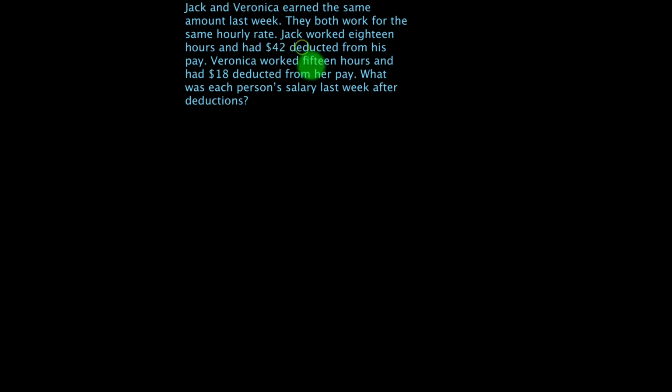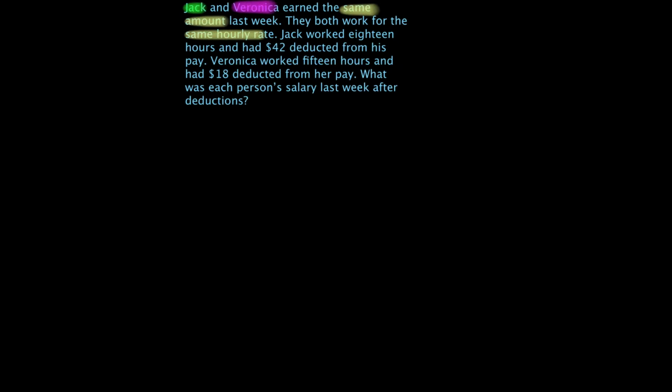So a lot of key information I want to highlight here. I'm going to use green to highlight Jack's information. So Jack's a piece of key information, and Veronica is another piece of information I'm going to highlight in another color. They both earn the same amount. Since this piece of information belongs to both of them, I'm going to highlight that in the same color, or a new color here. They also both work for the same hourly rate, so I'm going to highlight that because it belongs to both of them.